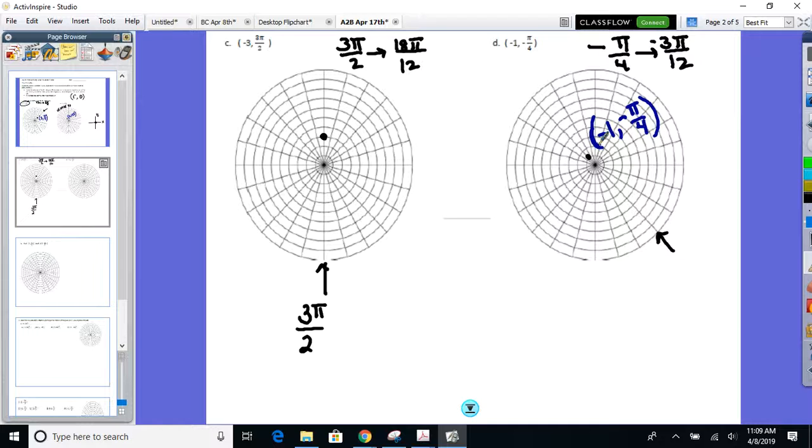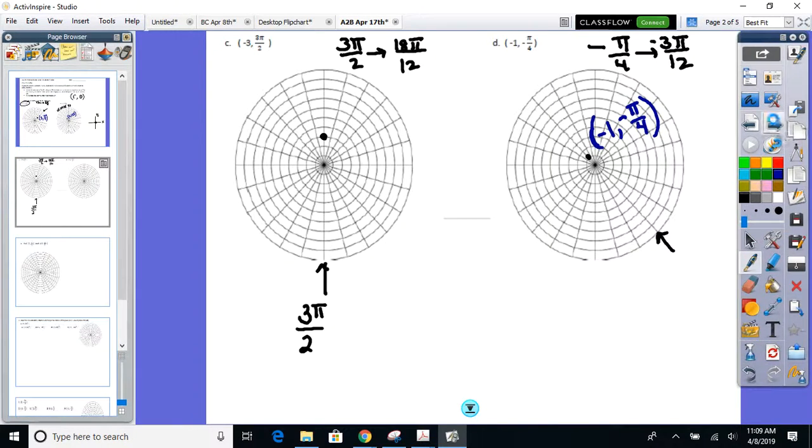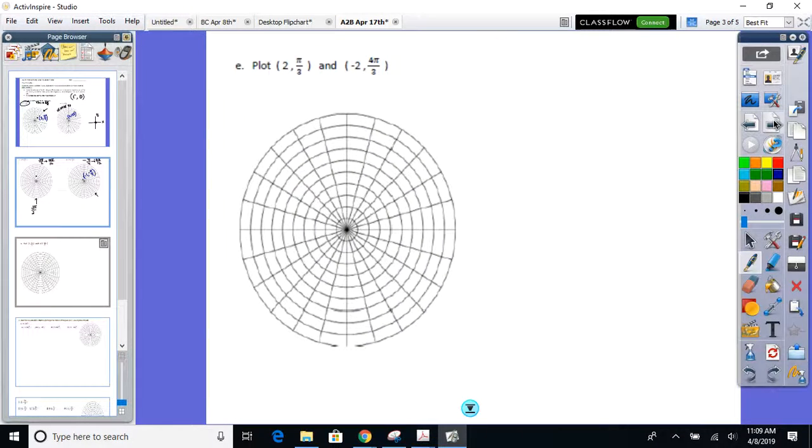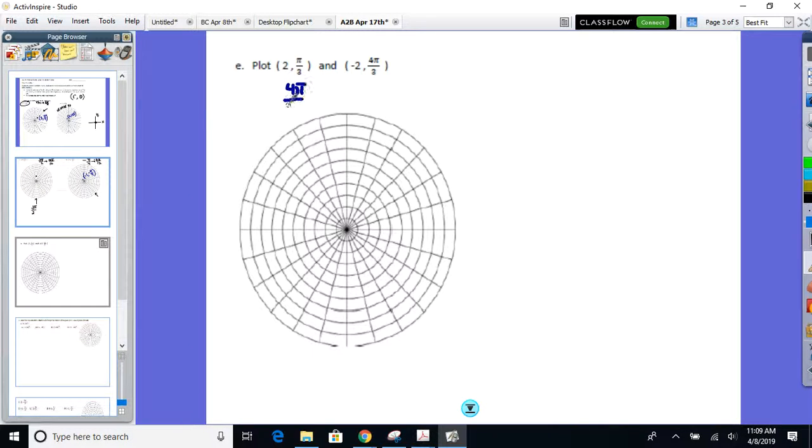Whew. How do we feel graphing now? We feel all right. Graph these 2 points on the same one now. 2 pi over 3. All right, let's take care of that one first. Where's pi over 3? That's the same as 4 pi over 12. So let's see, 1, 2, 3, 4 right here. And I'm going to go 2 units away from the pole. So 1, 2.